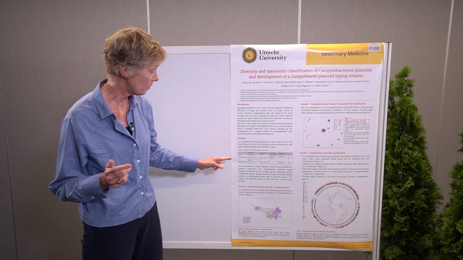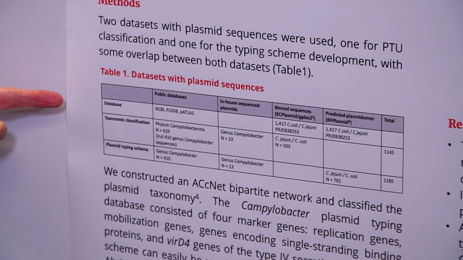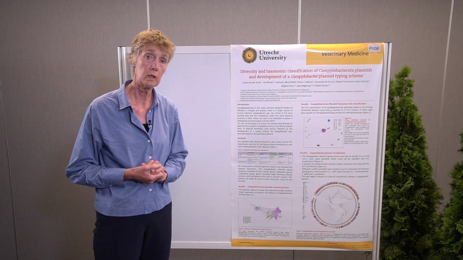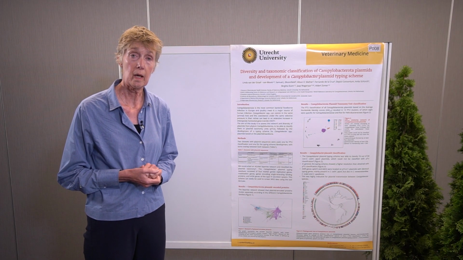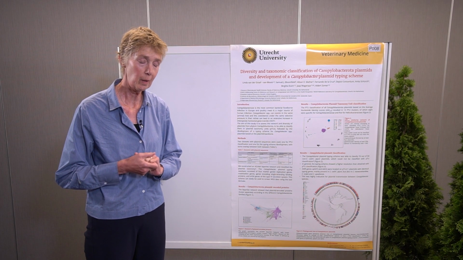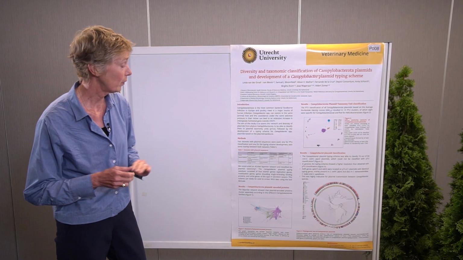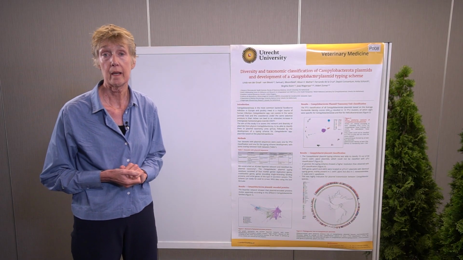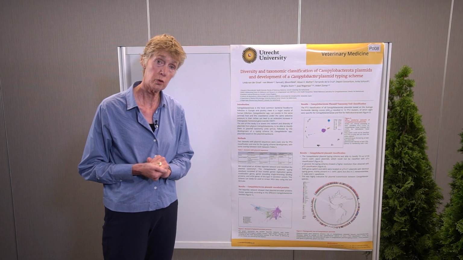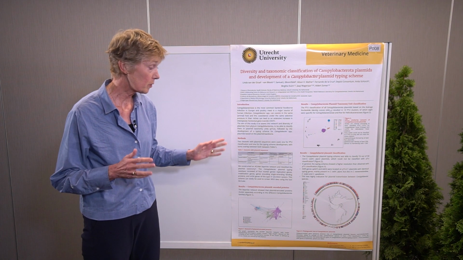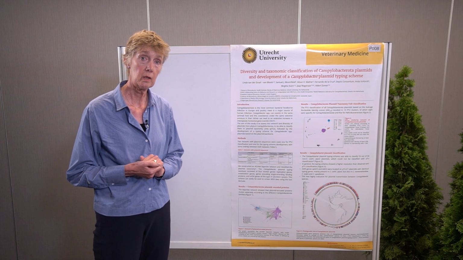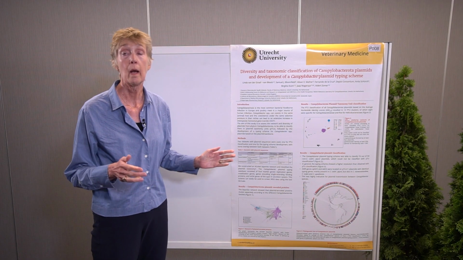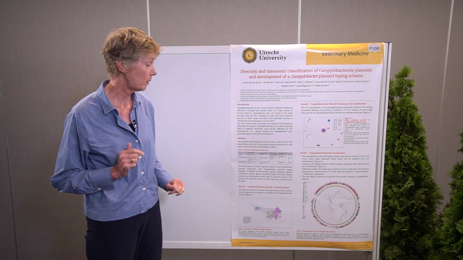For this we had two data sets with genome sequences and plasmid sequences from public databases. For the taxonomic classification, we had a data set with plasmid sequences from different species within the Campylobacterota phylum. And for the typing tool, we specifically had genome sequences from Campylobacter jejuni and coli. We also sequenced 13 strains with long-read sequencing for Campylobacter jejuni and coli, and both were around 1,100 sequences.